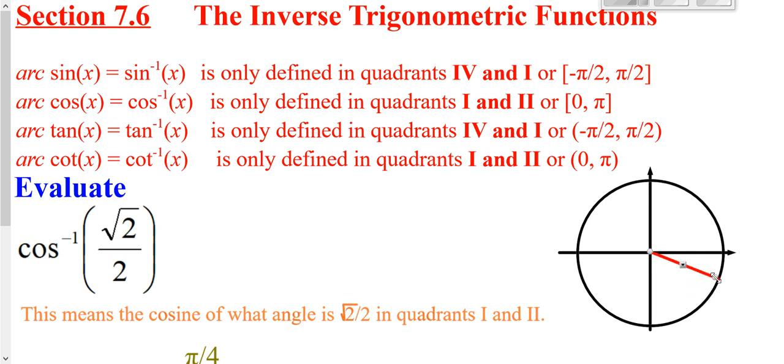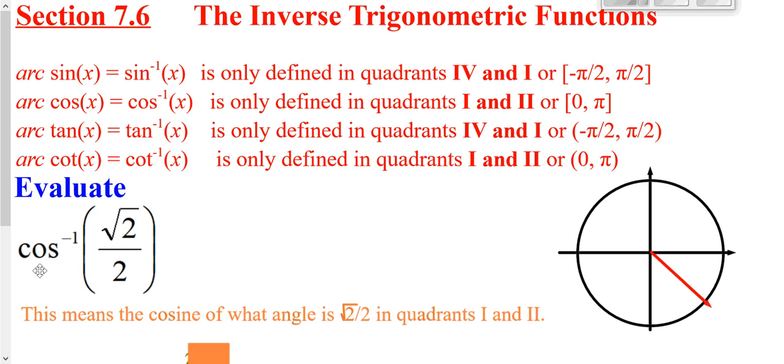You would not give me 11 pi over 6. You would go from here rotating back to that spot, so that would be negative pi over 6. Or this one here, which is at 7 pi over 4. You would not put down 7 pi over 4 because it goes beyond a half a pi. You would say I start at 0 and I go backwards to negative pi over 4. So anything you get that's in the fourth quadrant is going to be a negative angle.